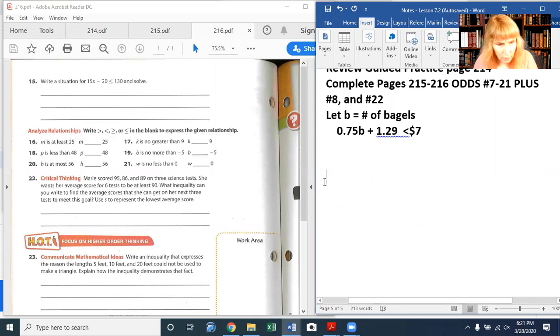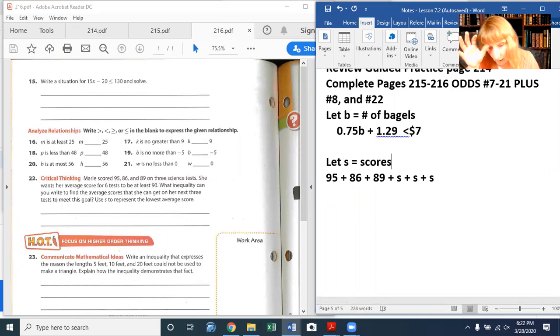Well, let's put her scores here. We know how to find average, right? We average all the numbers by adding them up. Each score gets added up, and we divide by the number of numbers. However, we also need 3 more test scores, 3 more science scores. We're going to call those S. So I'm going to put that up here. Let S equal scores.